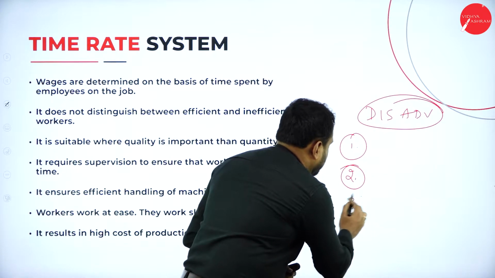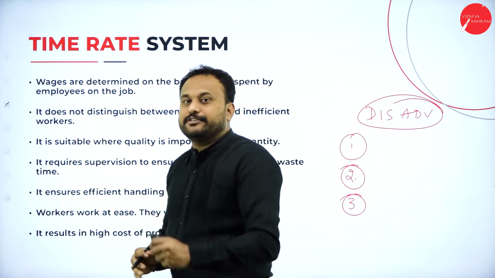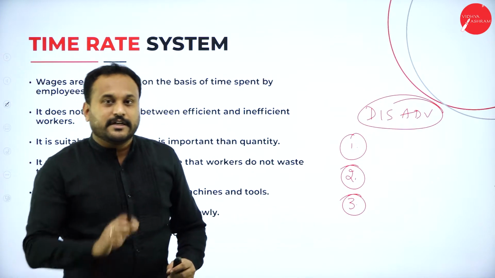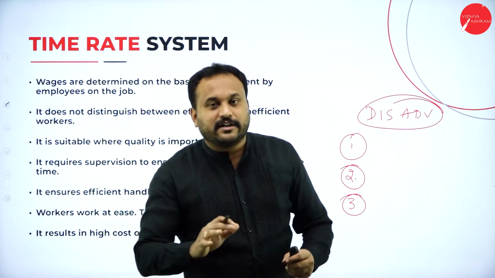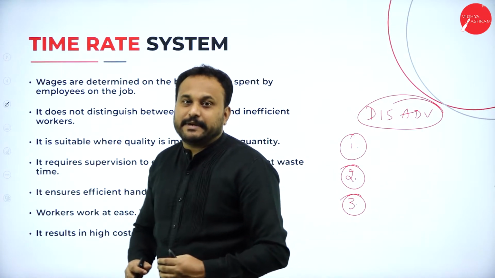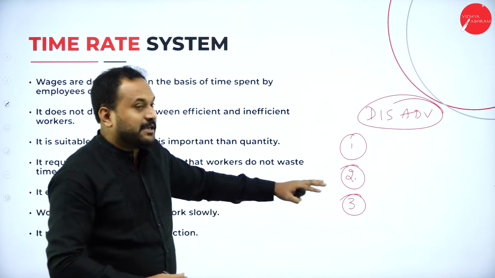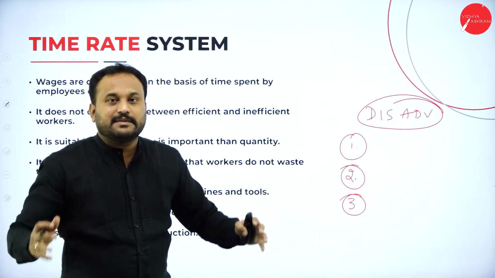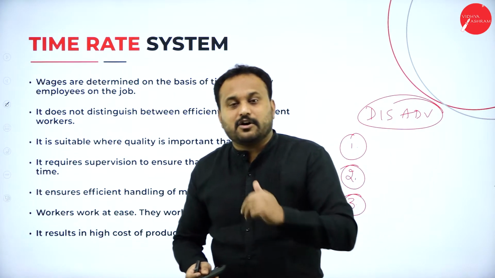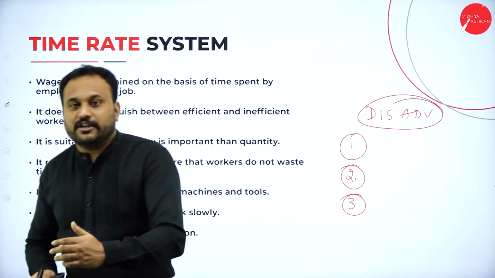The third one we have is what? Now understand, in the time rate system, can you differentiate efficient workers and inefficient workers? Definitely no, you cannot differentiate them. The reason is, on what scale will you estimate that this person is efficient and this person is not? Here in the time rate system, everybody seems to be the same. So you will not have any kind of benchmark or standard so that you can evaluate whether the person is efficient or not.